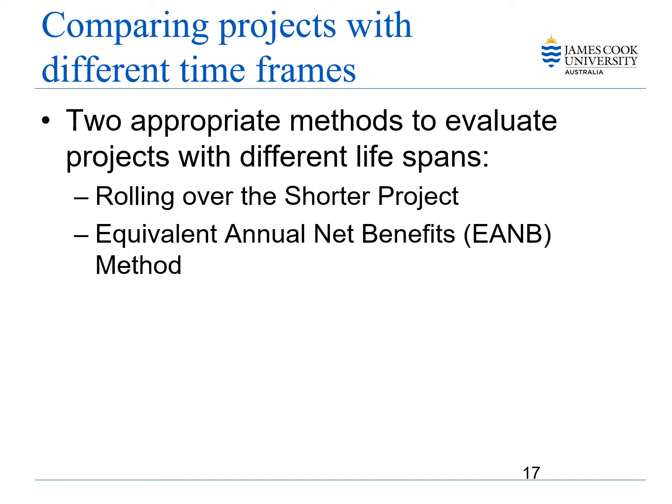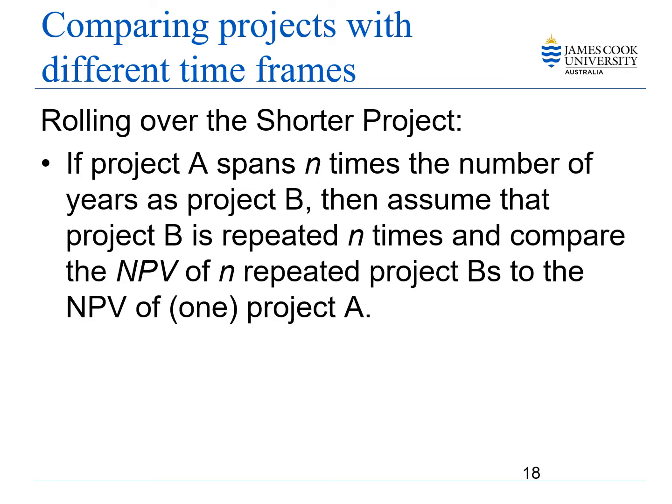Okay, two appropriate methods to evaluate projects with different lifespans. First one we call rolling over the shorter projects. Second one we call the equivalent annual net benefits method. Okay, what do we mean? Rolling over the shorter projects. The idea here is that the hydroelectric dam project lasts for 75 years and the cogeneration project lasts for 15 years. So within the 75 years, we can actually roll out 5 cogeneration projects, right?